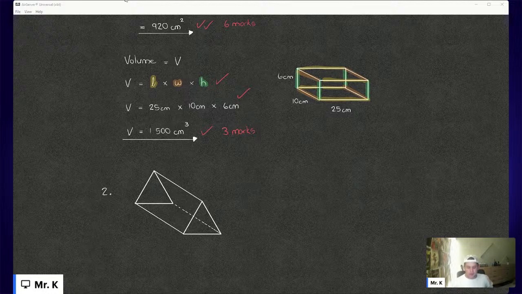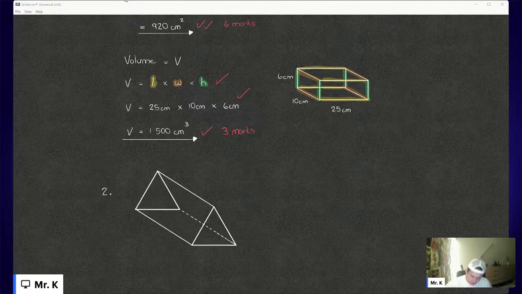This is an example of a triangular prism, grade 7s. I'm going to add some measurements onto it, and we're going to calculate both its surface area and its volume, and then we will be done for today.